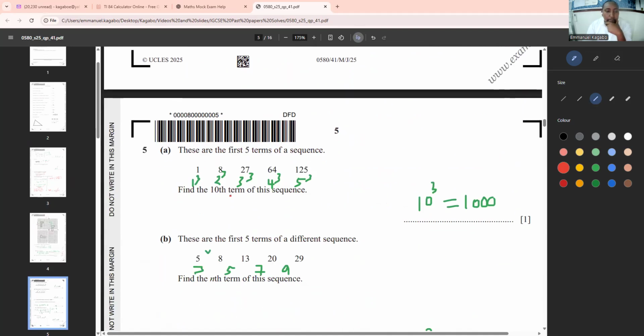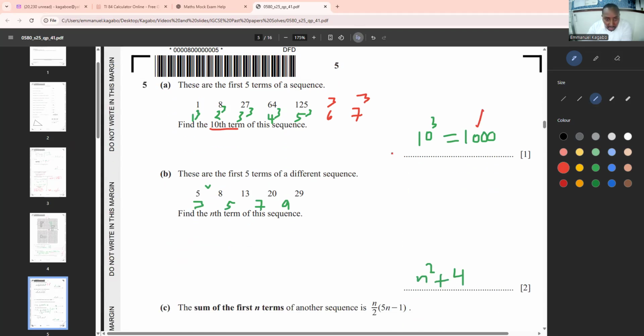Okay, question 5. Are you ready? Very good. These are the first terms of the sequence. You have 1, 8, 27, 64, 125. Find the 10th term. Before I do that, I need to know what is happening in my sequence. When you check all of these, this is 1 power 3, 2 power 3, 3 power 3, 4 power 3, so 5 power 3. So that means the next term will be 6 power 3, you get that? 7 power 3. But the question is asking me for the 10th term, so it will be 10 power 3, so the number will be that one, okay? Very good. I hope you understand that.